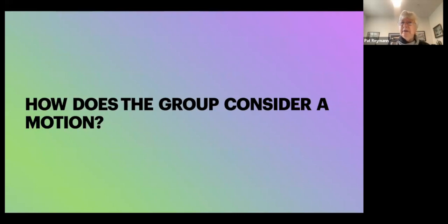Okay, I was expecting something else on this slide, but here we go. So how does the group consider a motion? We just had the first 3 steps in getting the motion out there on the floor so that the membership can consider it. So what is the next step? What does the group do to process this motion?